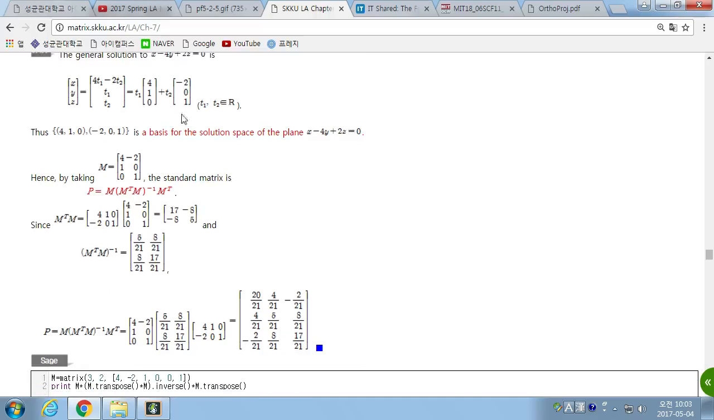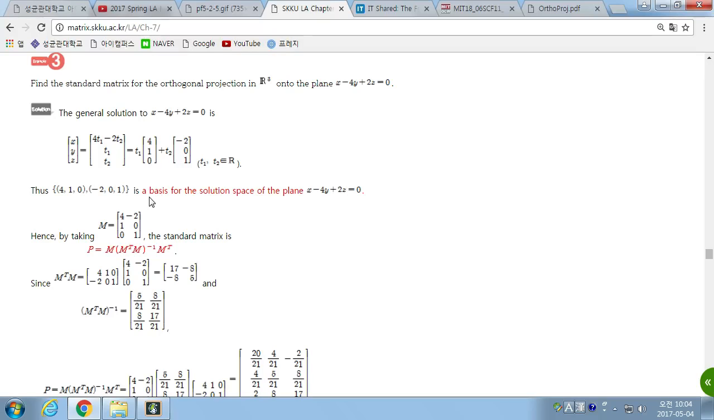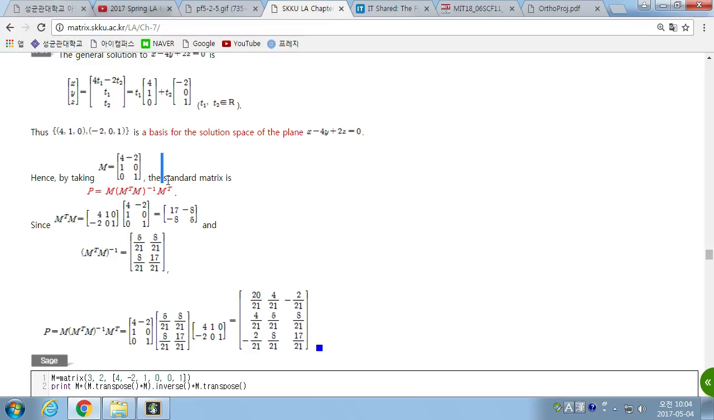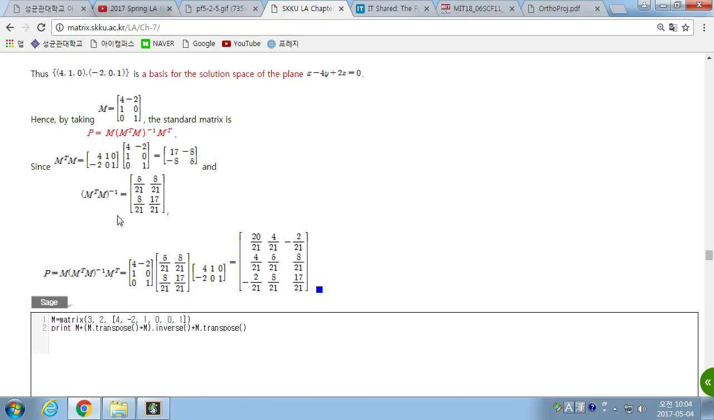The general solution can be found in here, and we have found the basis for the solution space. So we form a matrix M with these two linearly independent vectors. Then this is a rank 2 matrix of size 3 by 2. From here we can find the standard matrix, which is P equals M times the inverse of M transpose M, times M transpose, which can be easily found.